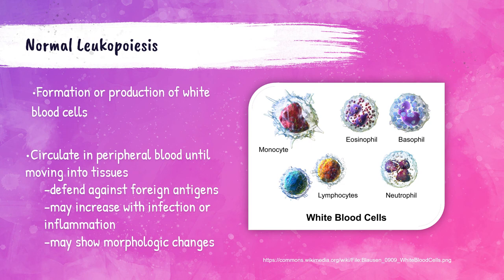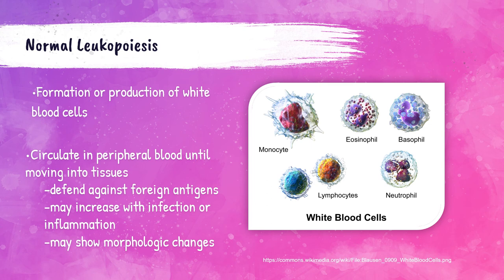So leukopoiesis is the production of white blood cells, which are also called leukocytes. This little drawing here on the right-hand side of the slide shows the different types of white blood cells that we see normally in the peripheral bloodstream. So we have monocytes, eosinophils, basophils, lymphocytes, and neutrophils.